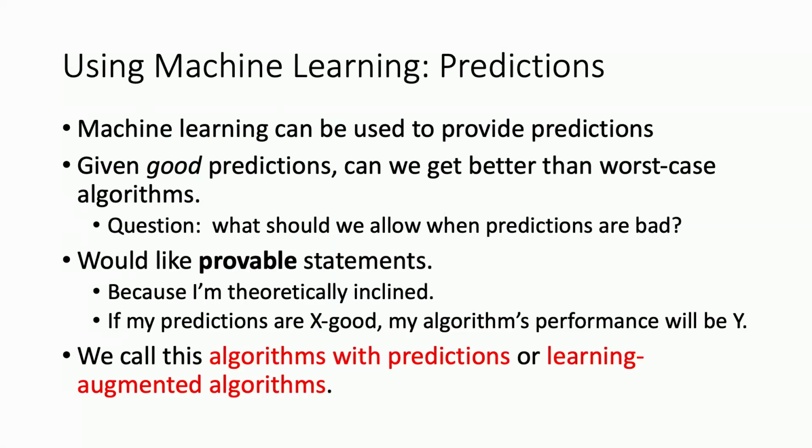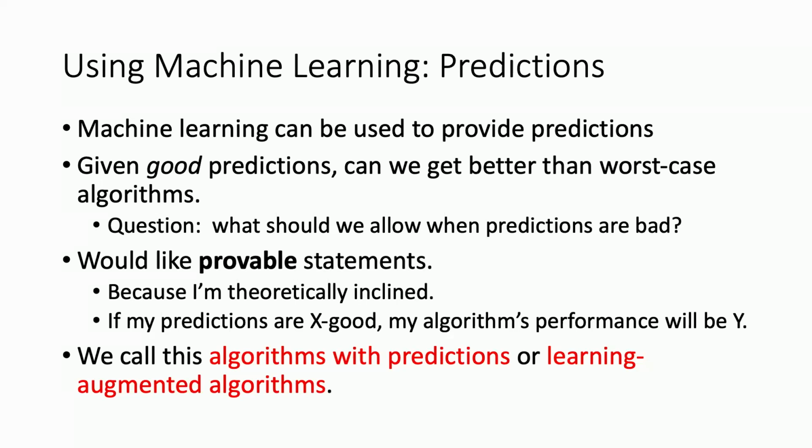But this hopefully has set the framework for what we're going to be doing here, or what I want to talk about, which is using machine learning for predictions. Machine learning, for instance, can give us predictions, and given good predictions, can we do better than what the standard worst case analysis would tell us? And in particular, a question we might have is, well, sometimes maybe the robots are evil or our machine learning predictions go bad. What should we do even if the predictions are bad? What can we say then?